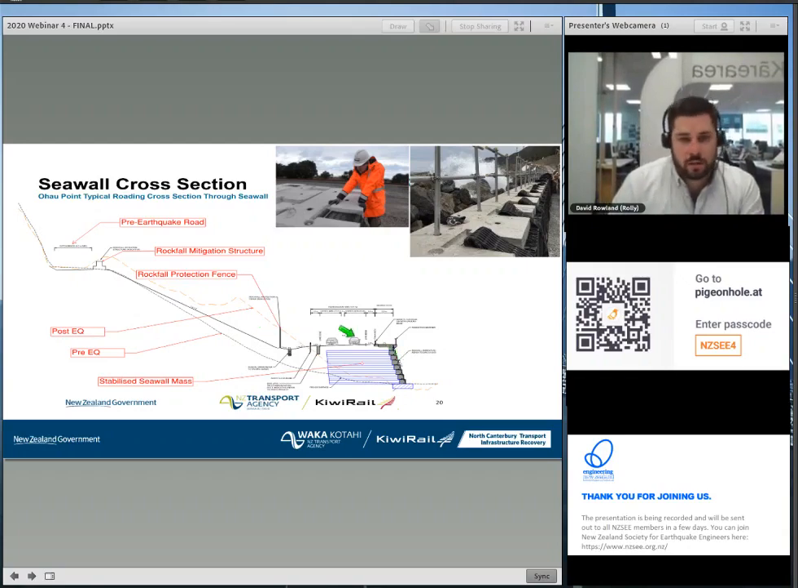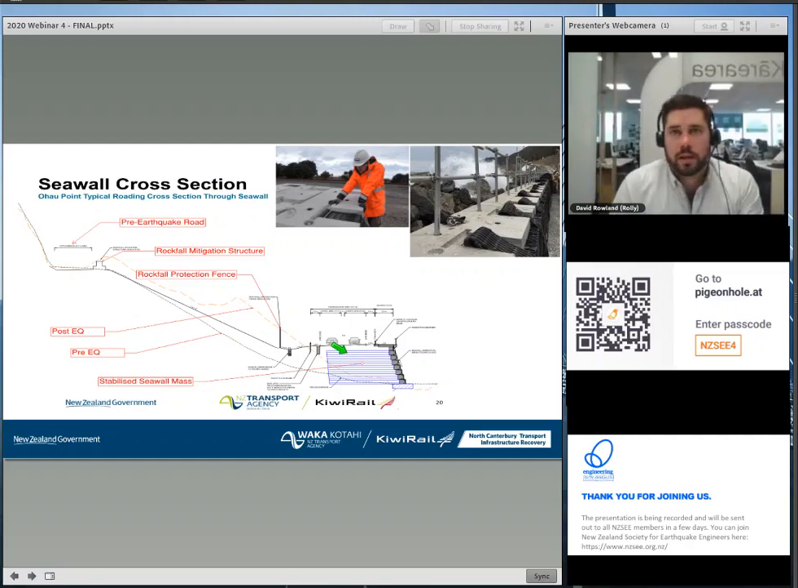And then down the bottom here, you've got the seawall with the MSE reinforcement in the back and State Highway 1 sitting on top. Now, as I said earlier, the seawall is an MSE wall with a robust concrete facing. And those concrete facings are 5-ton blocks, 2 by 1 by 1 meters. And there's no steel reinforcing in them, but there is a GRP mesh on the front face. And they're tied back into the MSE reinforced fill with geotech straps.